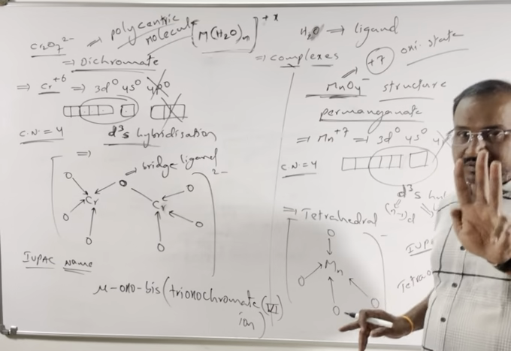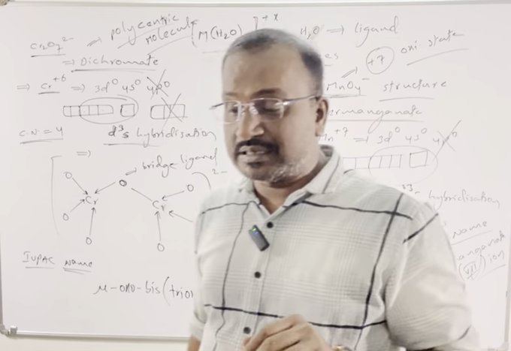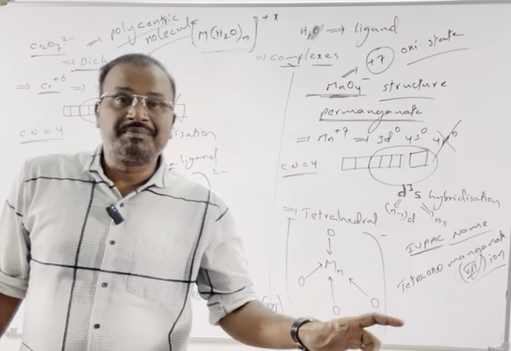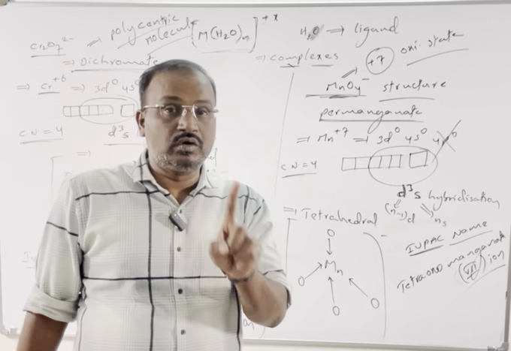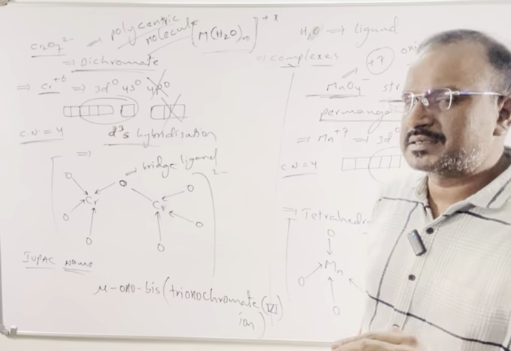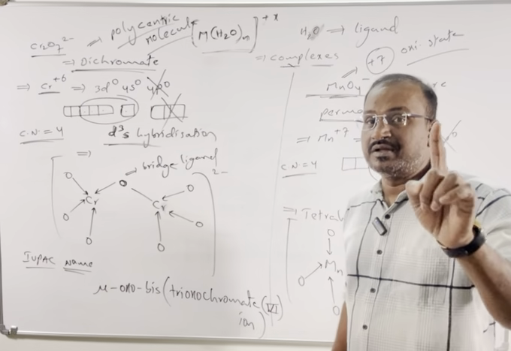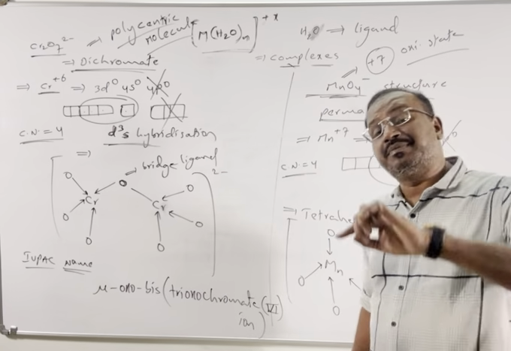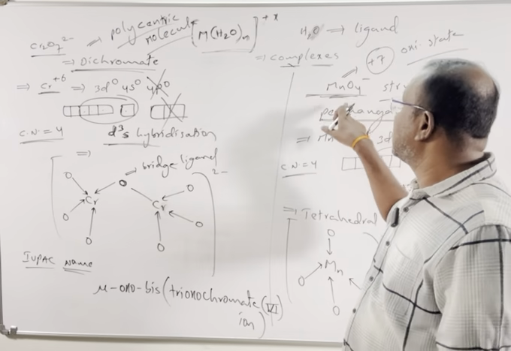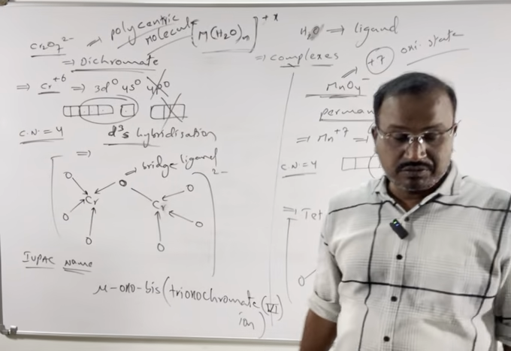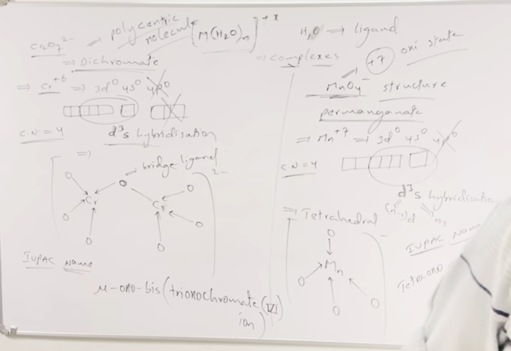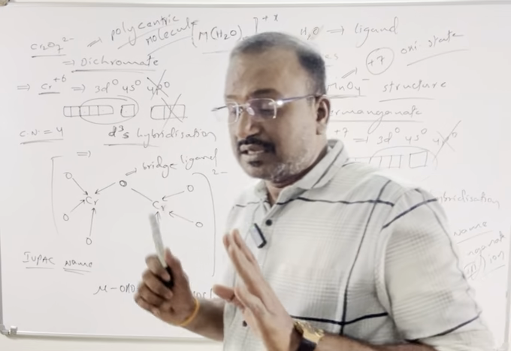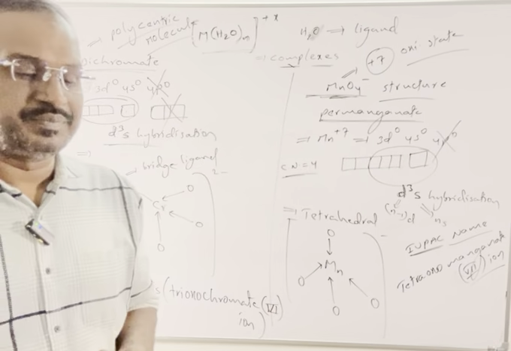So three examples I wrote. One is [V(H2O)6]3+. There we get an inner orbital complex, but not low spin. Generally, inner orbital complexes are low spin complexes, but [V(H2O)6]3+ is an inner orbital complex that is not low spin. And here MnO4- and Cr2O7 2- structures. These are the main examples.